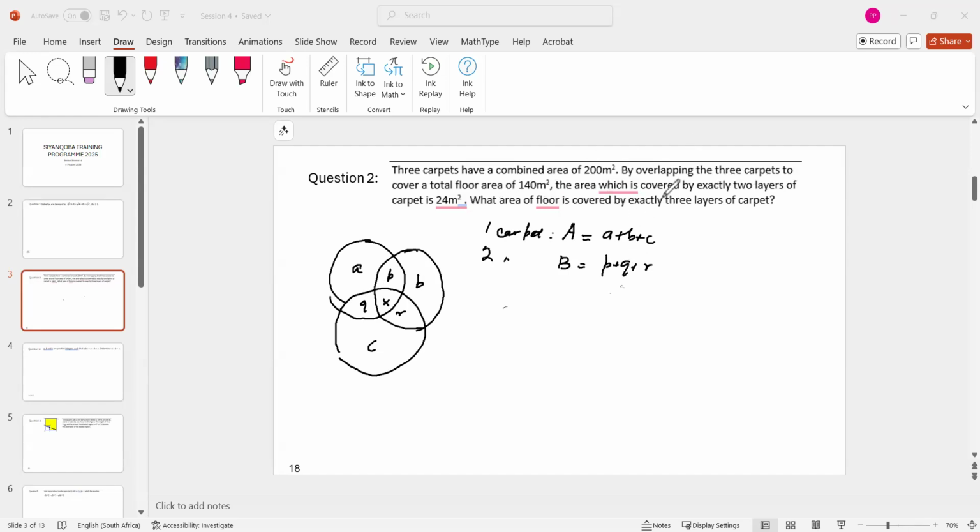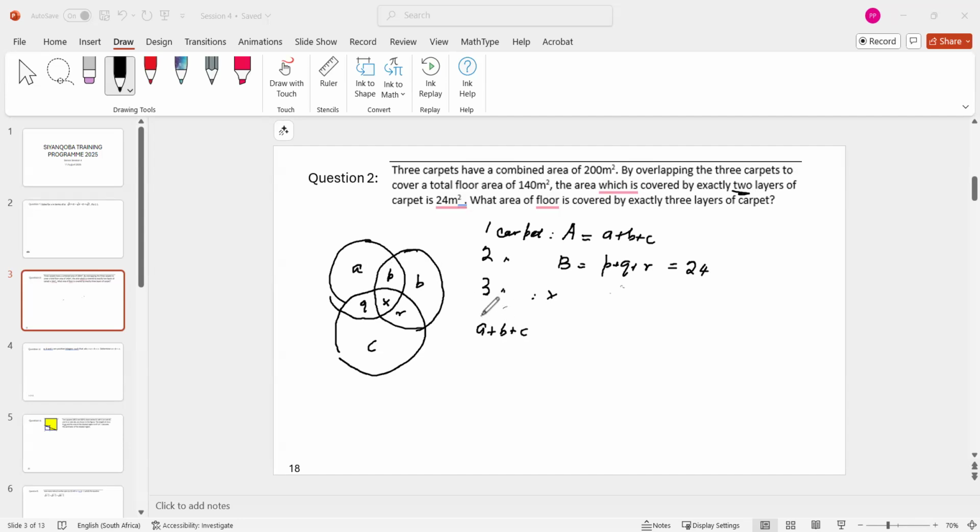But they tell you that the area covered by two carpets, exactly two layers, is 24. So we know that B is 24. I'm just going to keep these symbols intact anyway. And the area covered by three carpets, of course, is X. All right. So let's see. They got a combined area of 200 square meters. So what does that mean? It means that you take A plus B plus C.